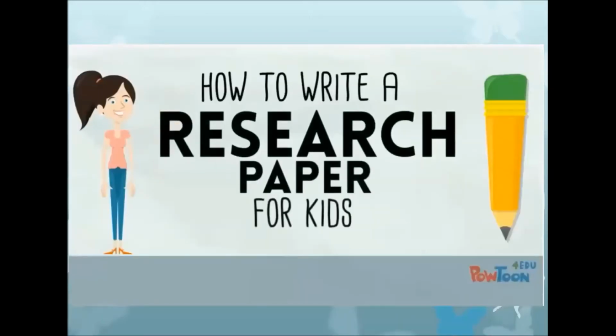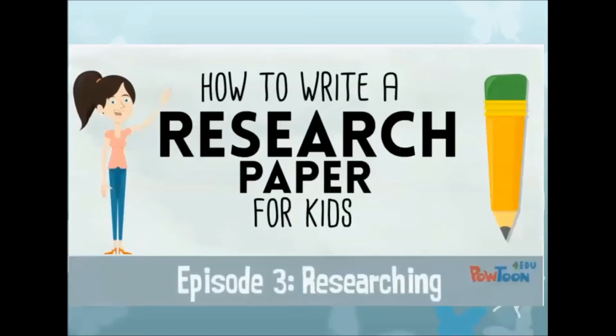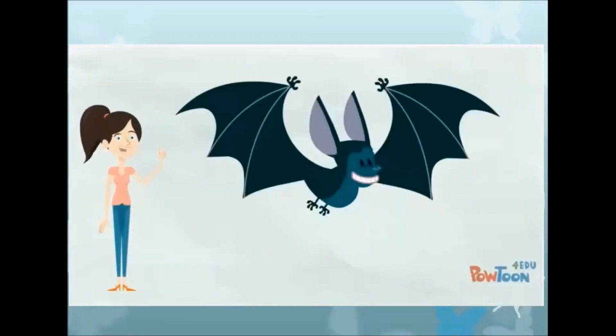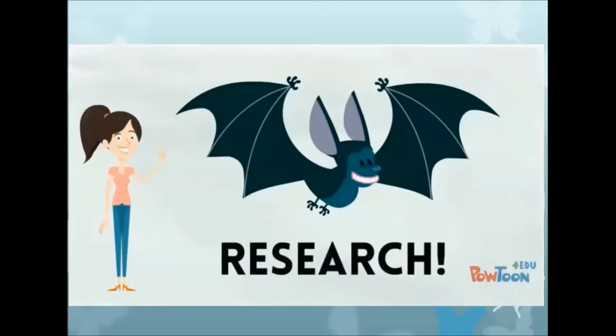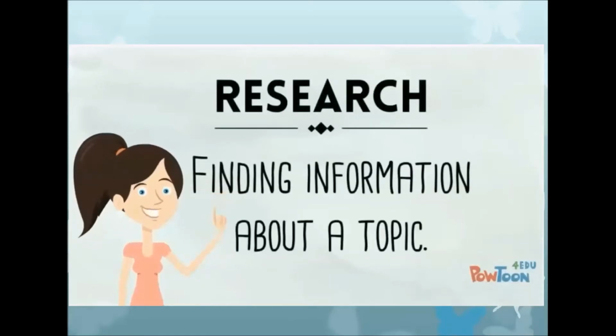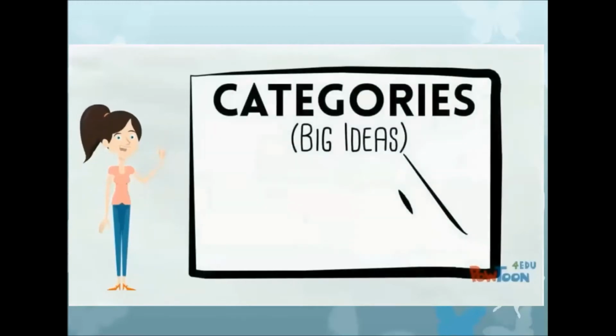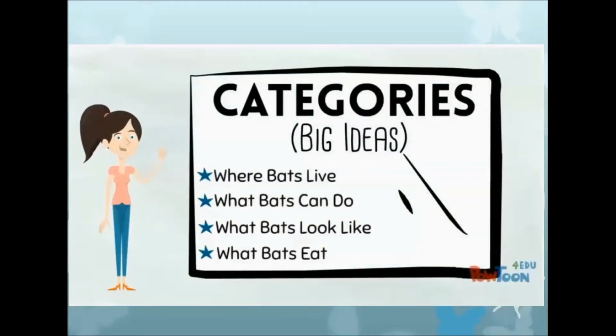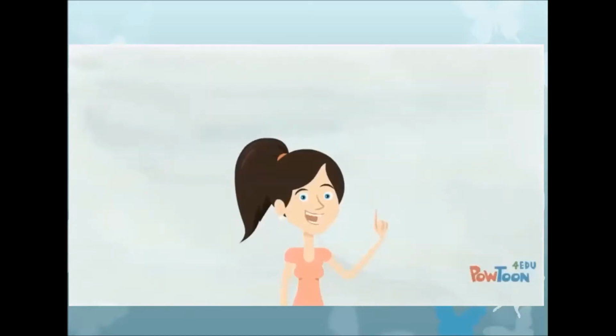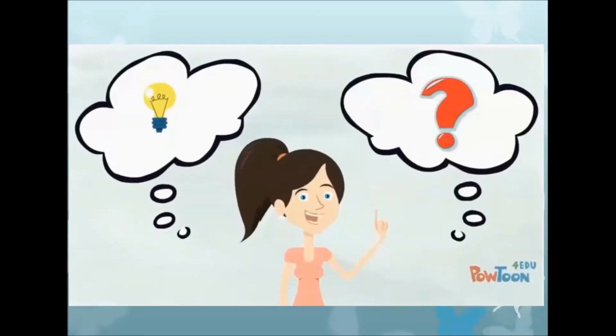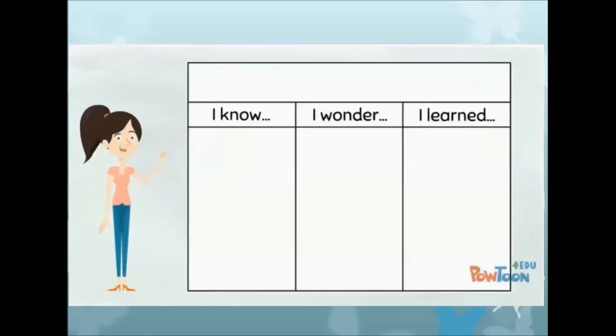Research paper for kids. Episode 3, Researching. I'm writing a research paper about bats. I've already made a plan for my writing, so now I'm ready to do some research. Research means finding information about a topic. Let me look back at my plan. Here are the categories or big ideas I decided to include in my research paper. I wrote down the information that I already knew and some questions that I'm wondering. When I find new information, I'll add some notes to my graphic organizer.